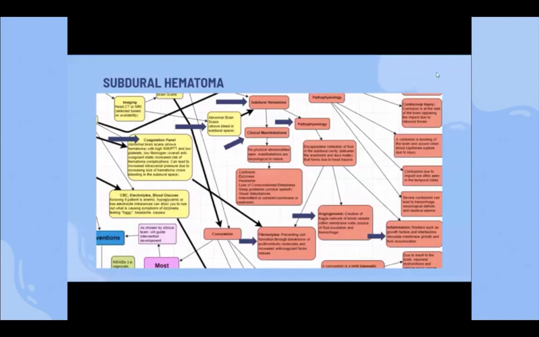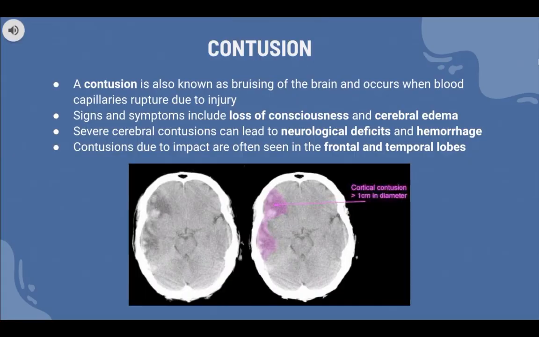The next possible diagnosis is a contusion, which is also known as the bruising of the brain and occurs when blood capillaries rupture due to injury. Signs and symptoms include loss of consciousness and cerebral edema. Severe cerebral contusions can lead to neurological deficits and hemorrhage. Contusions due to impact are often seen in the frontal and temporal lobes as pictured on the diagnostic imaging below.